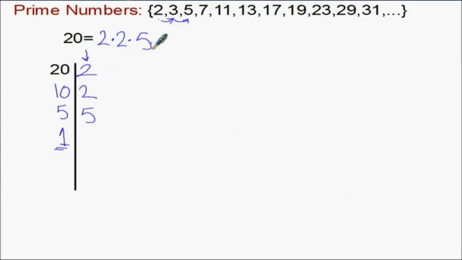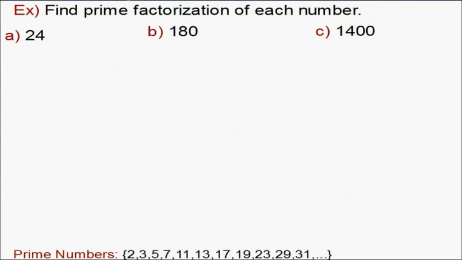Okay. This is the way to do that. Now let's see a few different questions about this. Find the prime factorization of each number: A, 24; B, 180; C, 1400. I wrote the prime numbers here to remind you. So what will we do? We will write 24 and we will draw a vertical line here. On this type of line, I need to start from 2 if I can. Can I divide 24 by 2? Yes, I can. So I can start with 2. 24 divided by 2 makes 12, half of 24.